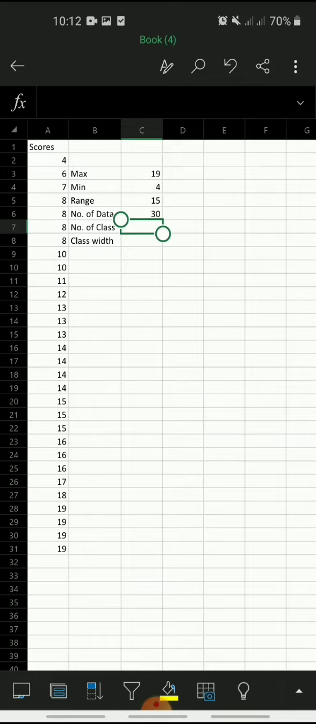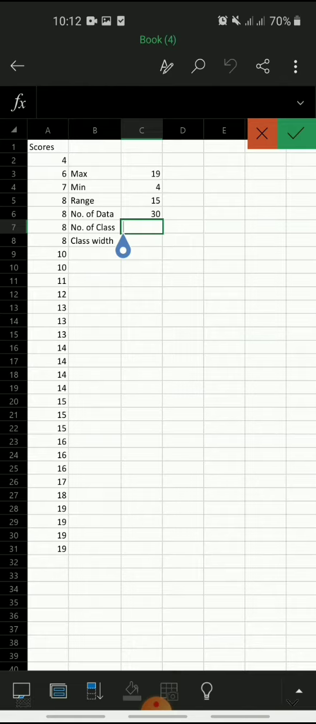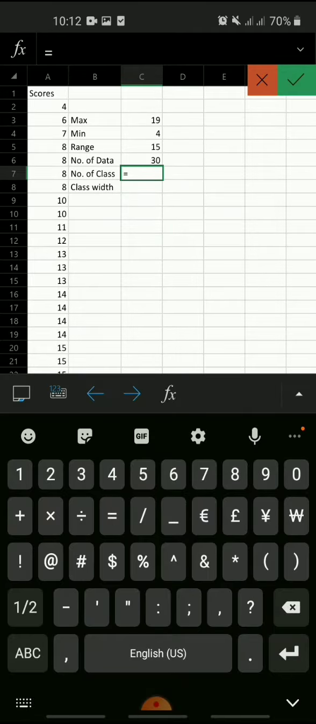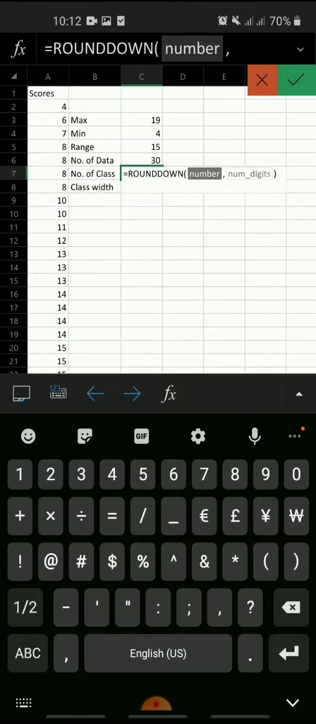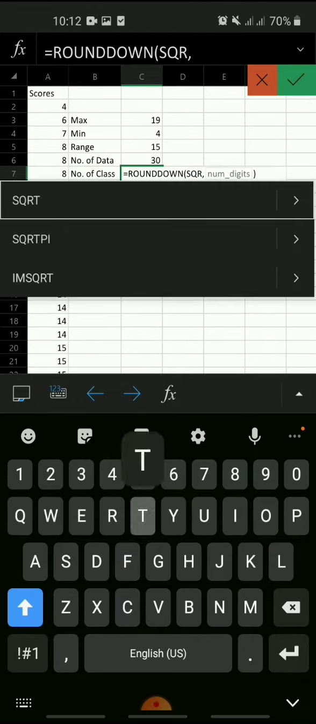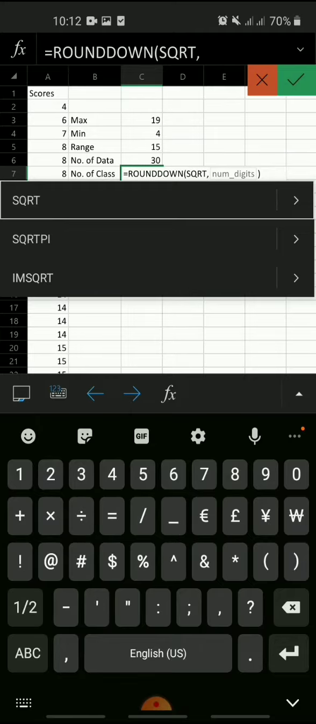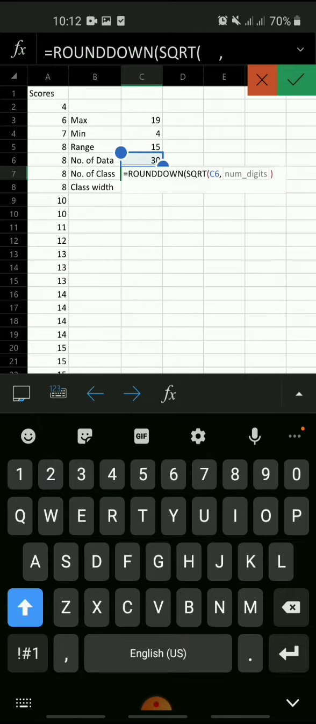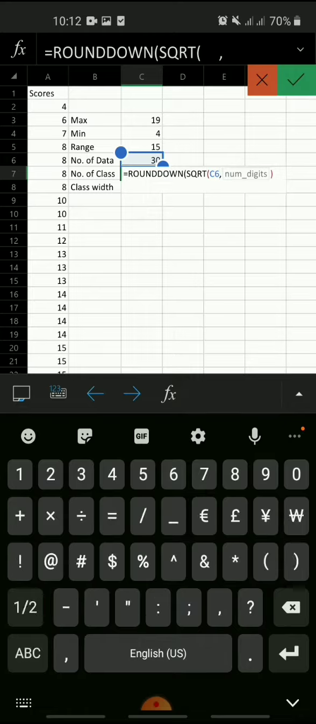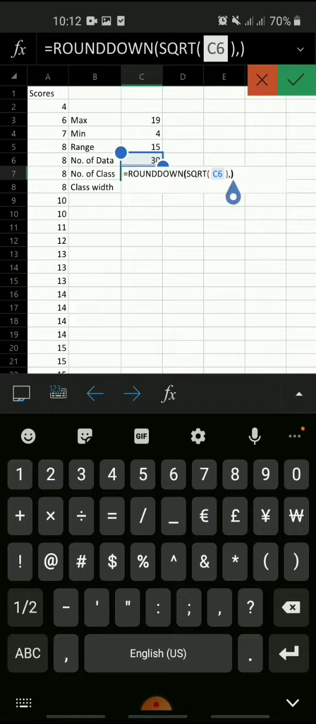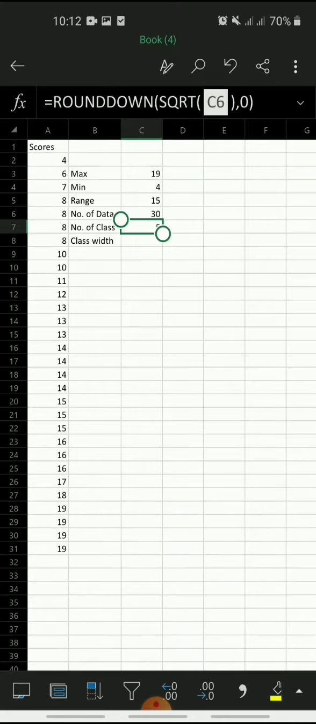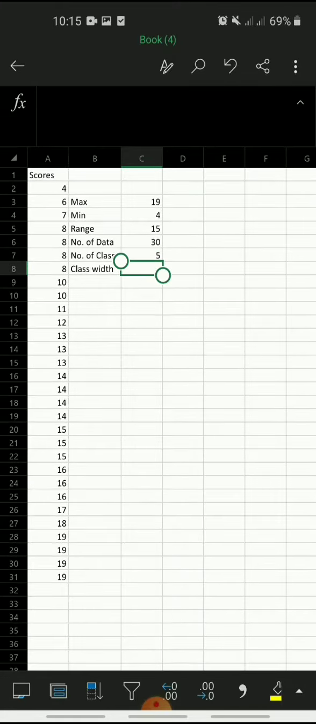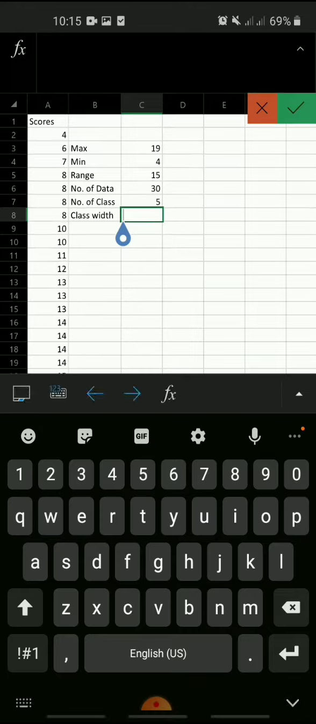To get the number of classes, we're going to use this formula. Equals ROUNDDOWN, SQRT, open parenthesis, C6, the number of data, then close parenthesis, comma, and then 0, and then close parenthesis. Boom. So the number of classes is 5. To get the class width, we're going to use this formula.